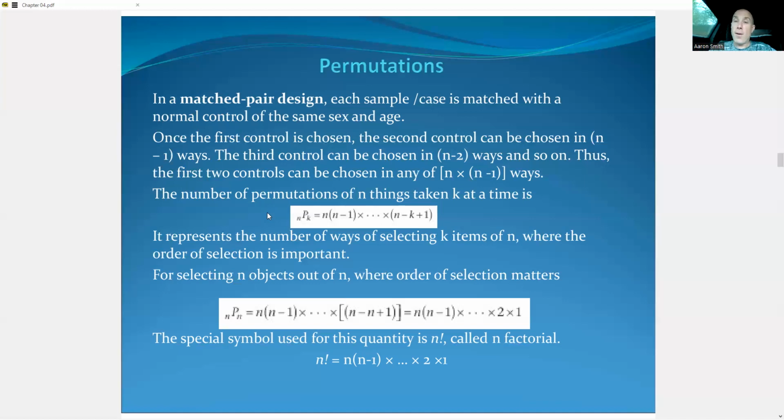This is different than the situation where everybody wins the same prize. If everyone wins the same prize, it doesn't matter if I'm the first person called or the last person called. But when we have a new car, a trip to Hawaii, or a gift card, order matters, because being the first one called or the second or the third is a very big difference for us. When order matters, we're going to use permutations. So this represents the number of ways of selecting k items of n where order is important, where order matters. And so here's how we do the calculation.